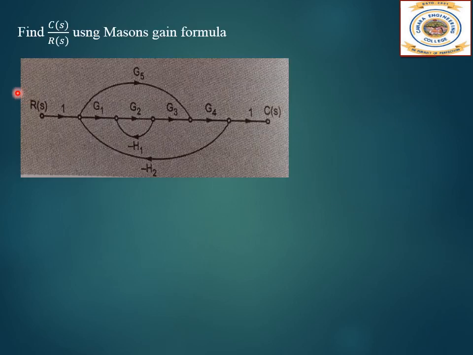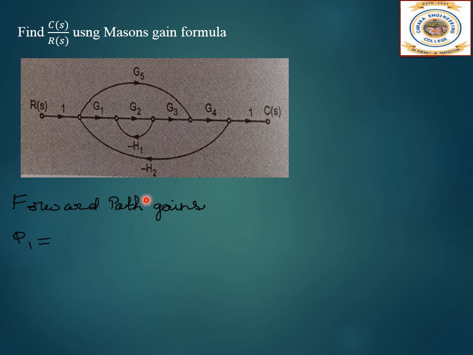So now we have to find the transfer function using Mason's gain formula. First thing we have to do is write the forward paths. So let me write the forward path gains. Forward path gains, we denote by P. So P1. Let us see what the first forward path is.